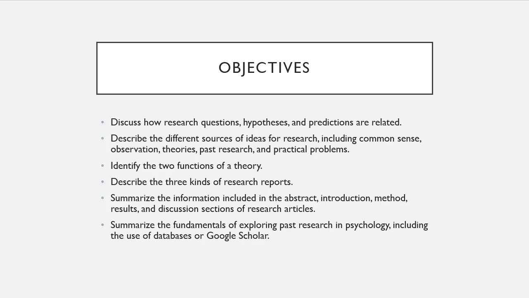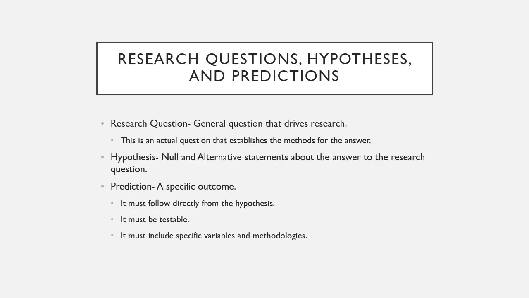We're going to talk about the sections of an empirical article, something that you've probably recognized before doing some research in a prior class, including the abstract, introduction, method, results, and discussion sections. And we'll talk about how we can explore past research using databases and Google Scholar. So let's jump right into research questions, hypotheses, and predictions, which will be very helpful also for statistics if you're in that class also.